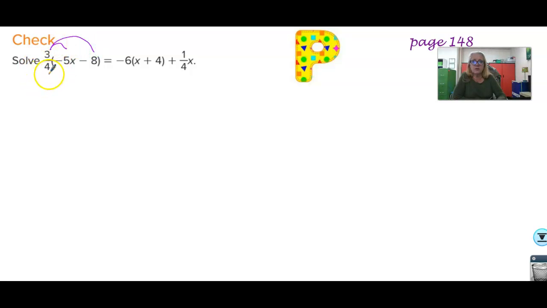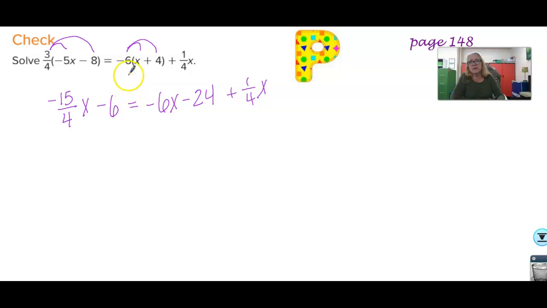So you're going to want to, in your calculator, multiply 3/4 times negative 5x. That's going to give us negative 15/4 x. And then 3/4 of negative 8 is negative 6. You would have done 3/4 times negative 8 in your calculator. It will give you negative 6. Over here, we also have parentheses we need to get rid of. Negative 6 times x is negative 6x. Negative 6 times positive 4 is negative 24 plus 1/4 x.